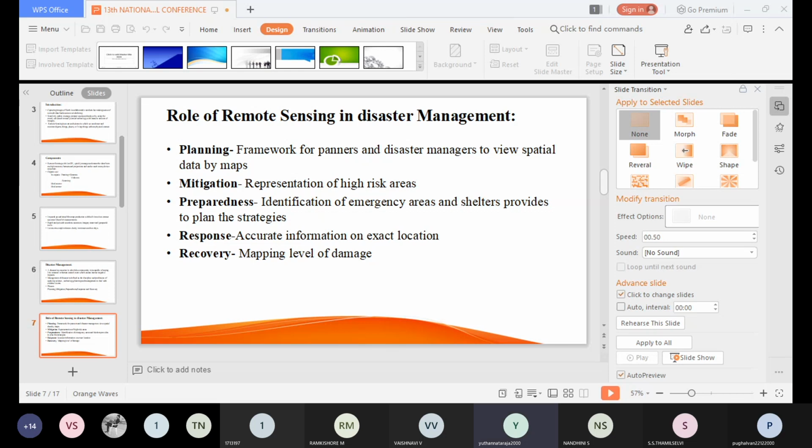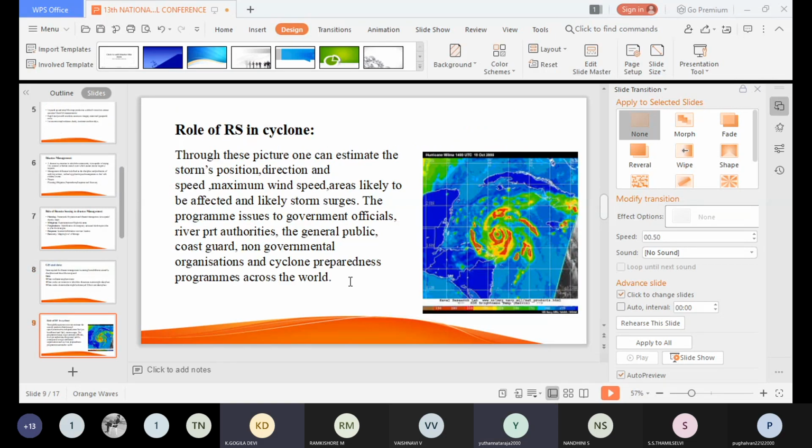Excuse me, is it visible? The next slide. No, it is stuck at role of remote sensing in disaster management. Okay, thank you.